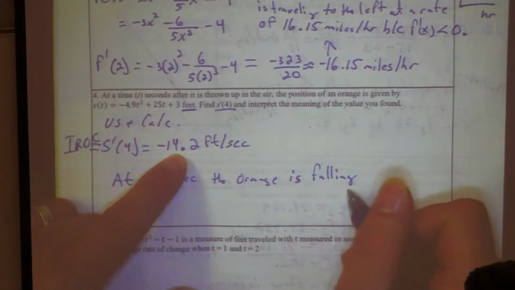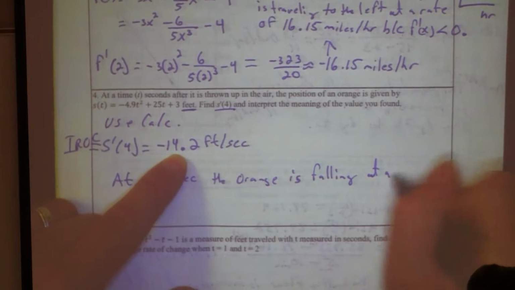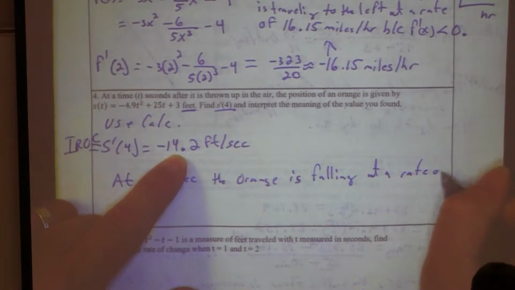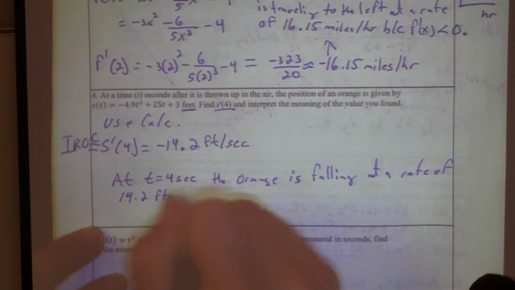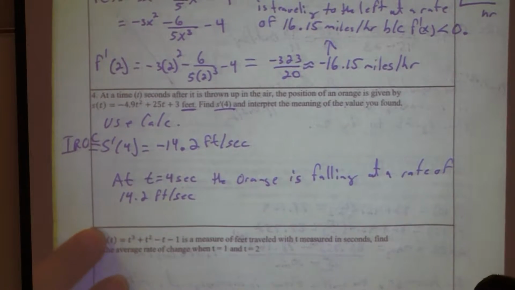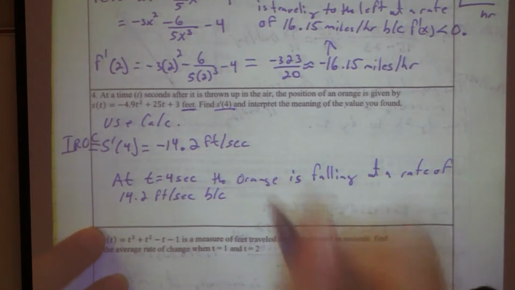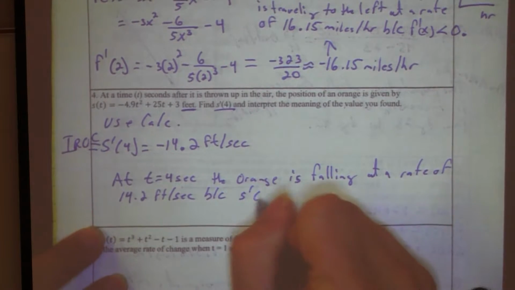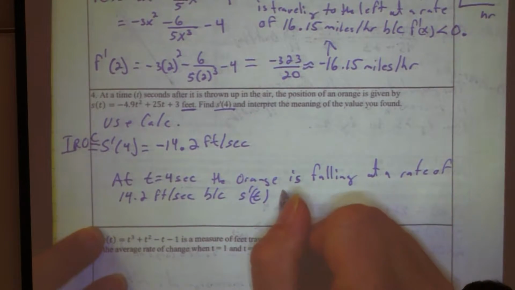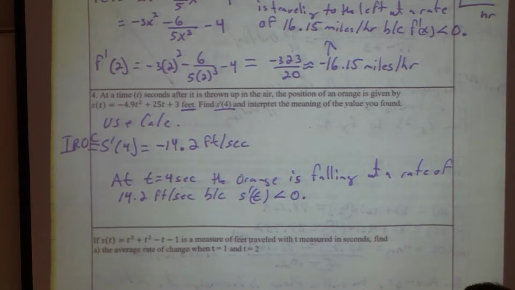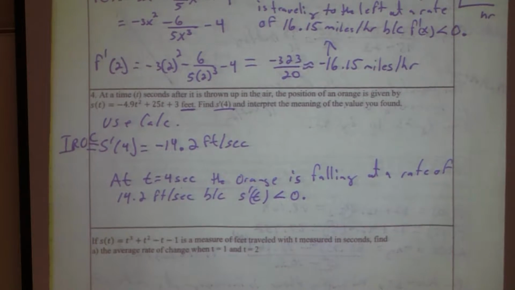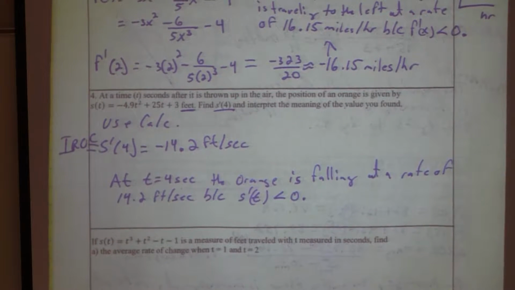So the orange is falling at a rate of 14.2 feet per second, because S prime of t is less than 0. Okay? What do you think?